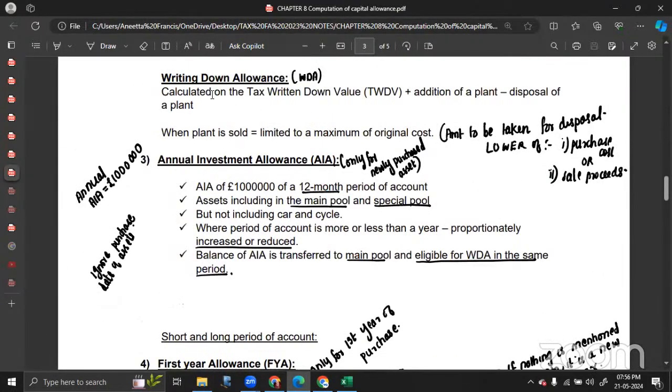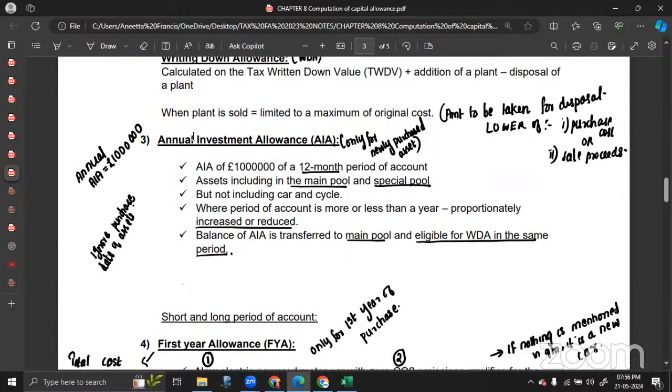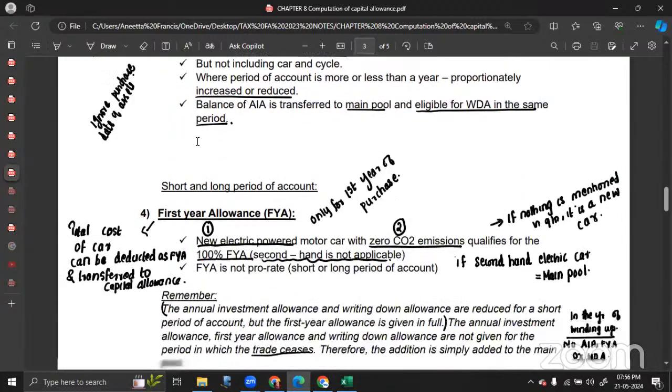Then you have how to calculate WDV. You take the opening balance plus all the additions minus the disposals. When you take the disposal, it is the lower of purchase cost and the sale proceeds. You will get a nameless balance. In the class, I told you there is a nameless balance. And on that nameless balance, you will have to apply WDA. If it is a main pool item, 18%. If it is a special pool item, 6%.